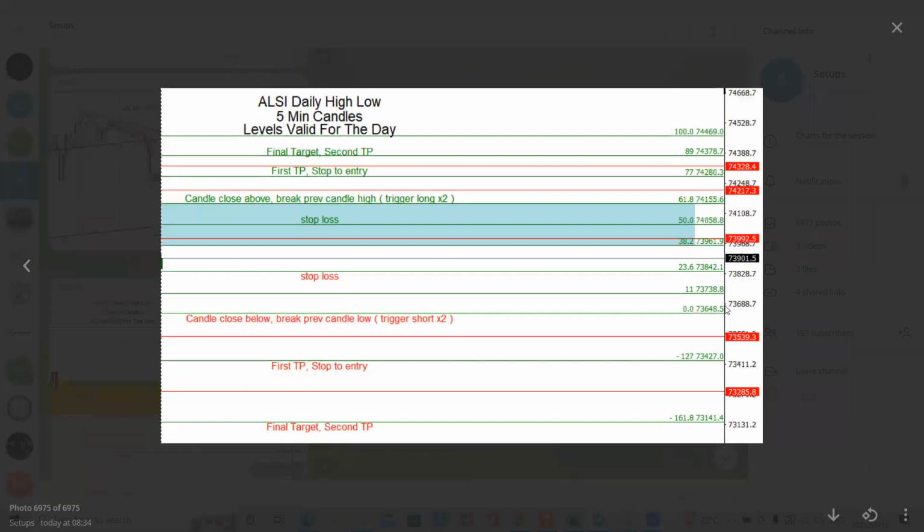On the Aussie daily high-low, currently between levels of 23.6 and 38.2. If you look at moving averages, trend is down at the moment, if I'm correct. So for now, I'm looking for a trigger short below zero. So a candle close below the zero level, break previous candle low to aim for the minus 127 first TP, minus 161.8 second TP, and stop loss being at 23.6. Remember, guys, same rules apply with the red lines.